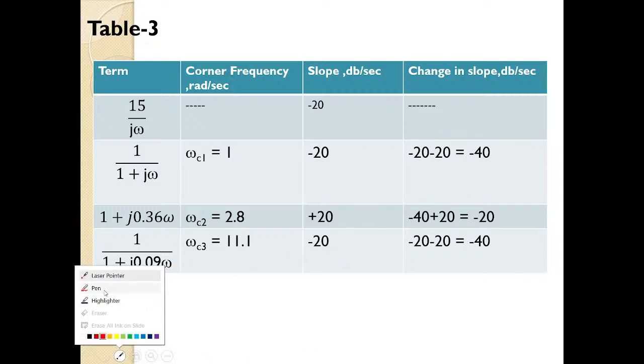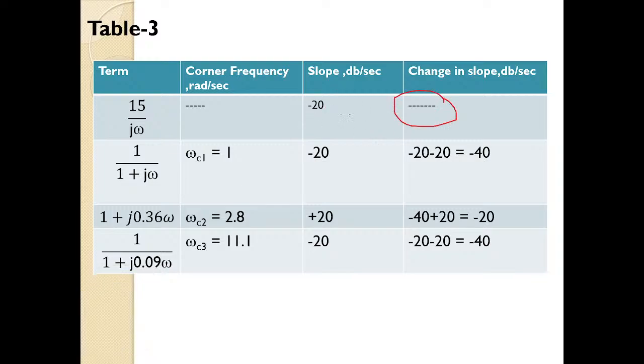Now, change in slope for the first factor will not be there. Write down this minus 20 here. Add it with the slope of that particular section in the next one. Just add it, you will get minus 40. Now write down this minus 40 in the next section and add it with the slope of that factor. So minus 40 plus 20, you will get minus 20.